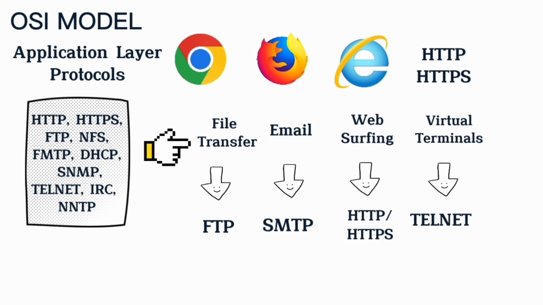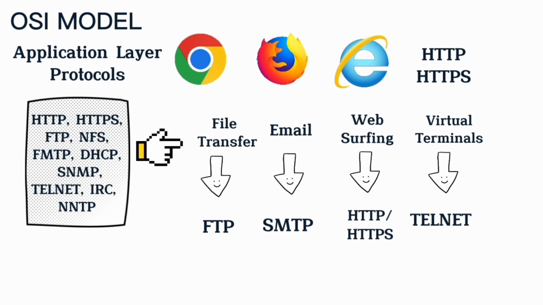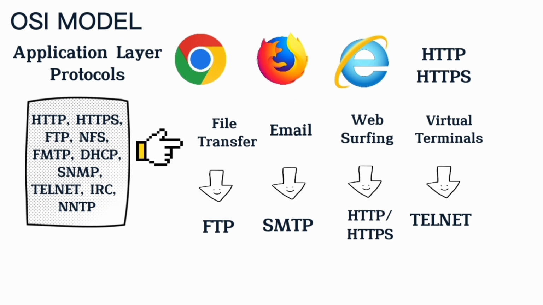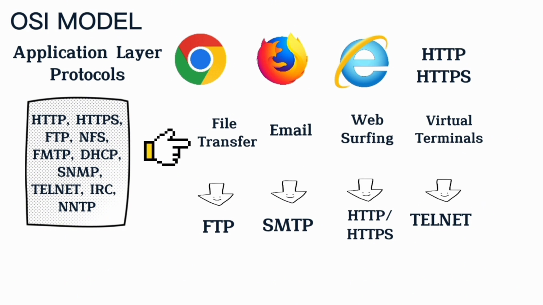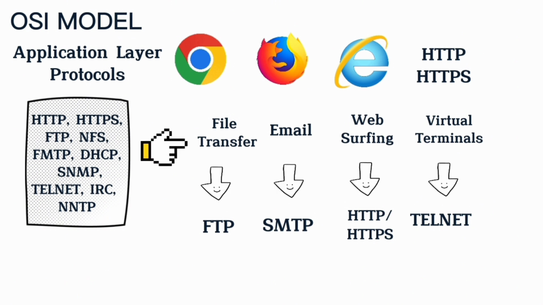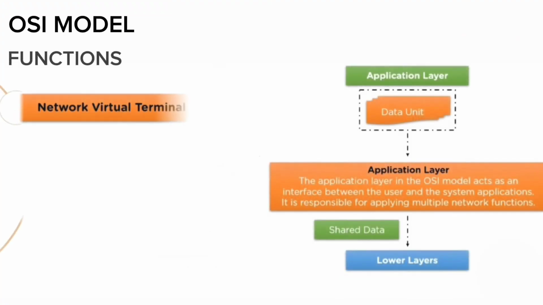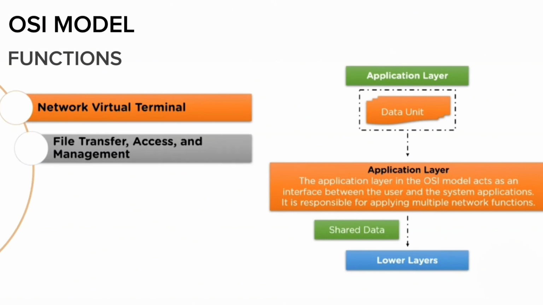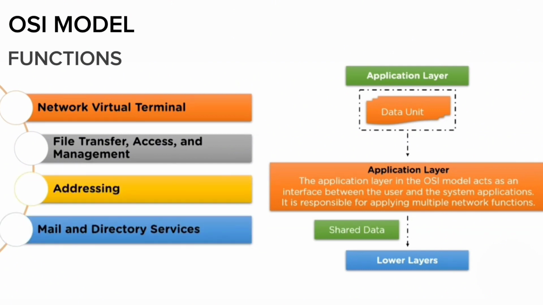The application layer provides services for network applications. These software allow the application layer to supply data to and receive data from the presentation layer. Functions of the application layer are, first, the network virtual terminal, second, file transfer, access and management, third, addressing, and the fourth one is the mail and directory services.